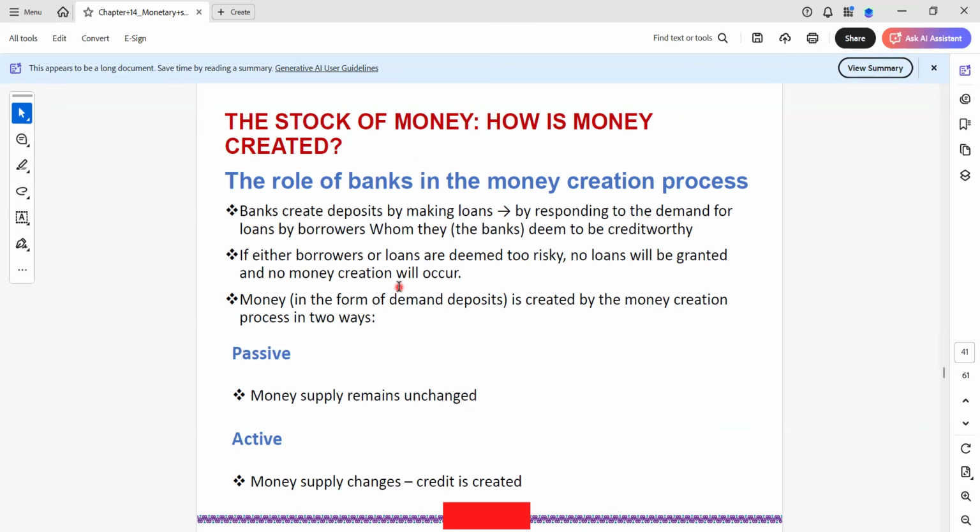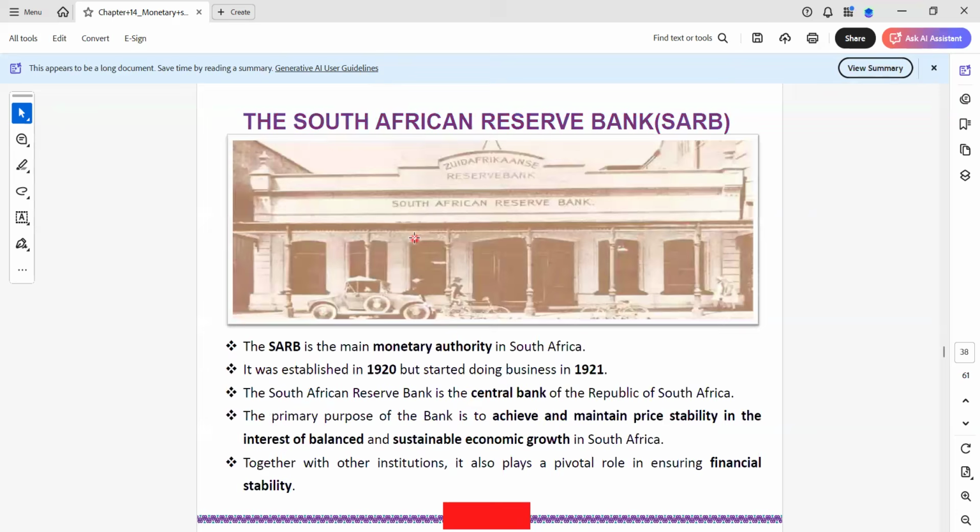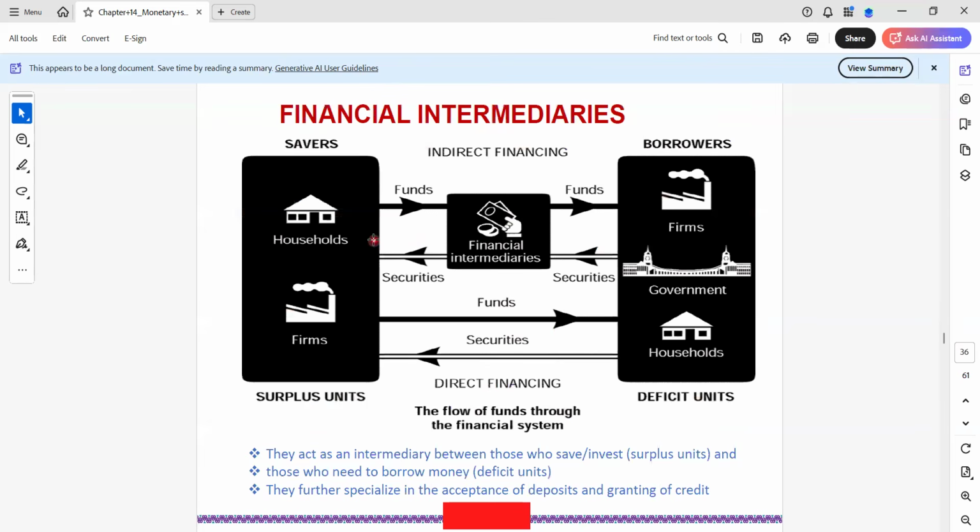Okay, so essentially what they're talking about here is how money is created: banks will make loans available to the borrowers, right?